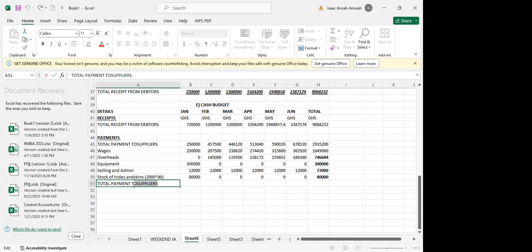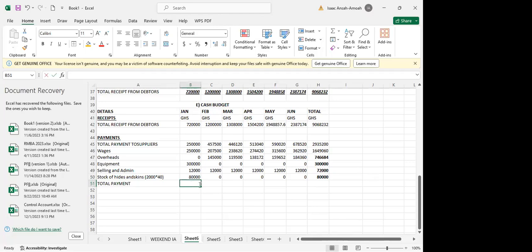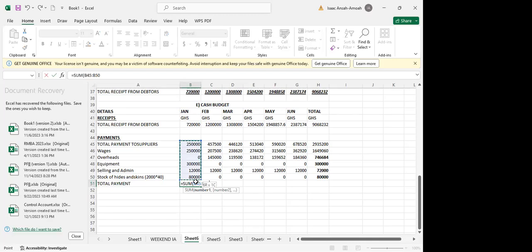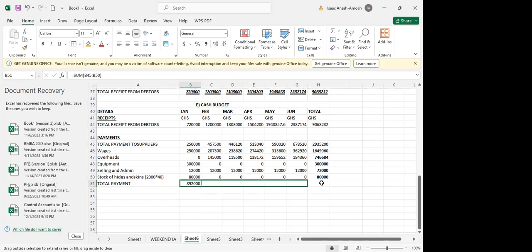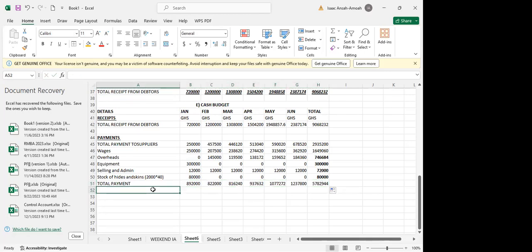So total payments will just be additions of all the costs that we've incurred. So check me out. I'm adding from when I made payment to suppliers through to when I paid for the cost of hides and skins. So that is it, right? And then I'm going to do this total for the rest of the months. I just want to know the total payments that I've made. The last thing that I may have to look out for will be whether I generated a surplus or I'm generating a loss, right?